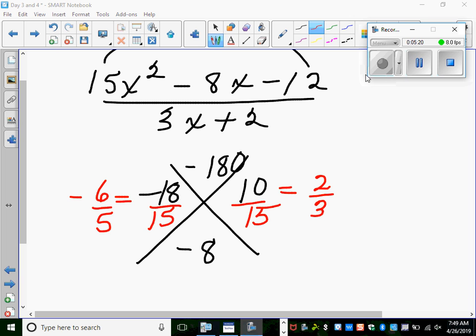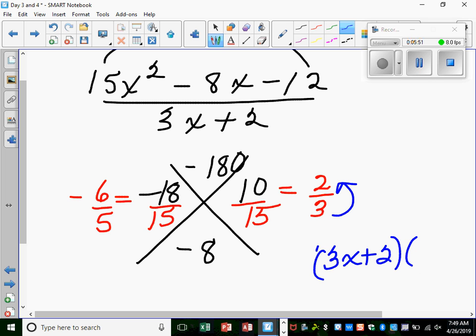All right, so using the X method, we came up with -8 at the bottom. The A and C terms gives us -180. Our factors would be -18 and 10. We divide by the A term, which is 15, and then we just reduce these. So when we write our binomials, we start from the bottom up. So that's going to give us 3x plus 2, is that right?